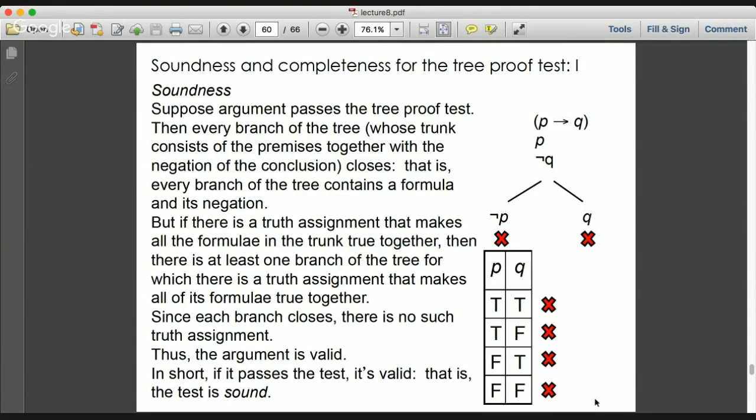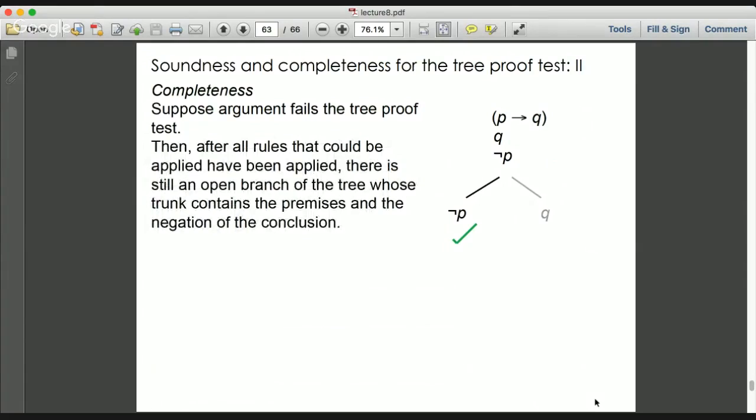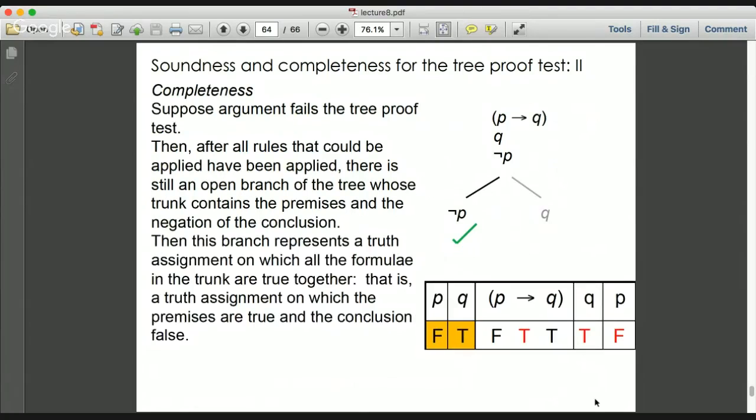Okay. And then the other way around, let's suppose that after all the rules have been applied, there's an open branch. Okay, good. So that means that there is a way that corresponds to it, right? I can make the premises true along with the negation of the conclusion, that is, the premises true along with the conclusion false. And we know that there is a way because we can read off the truth assignment from the open branch, which is what we did earlier.